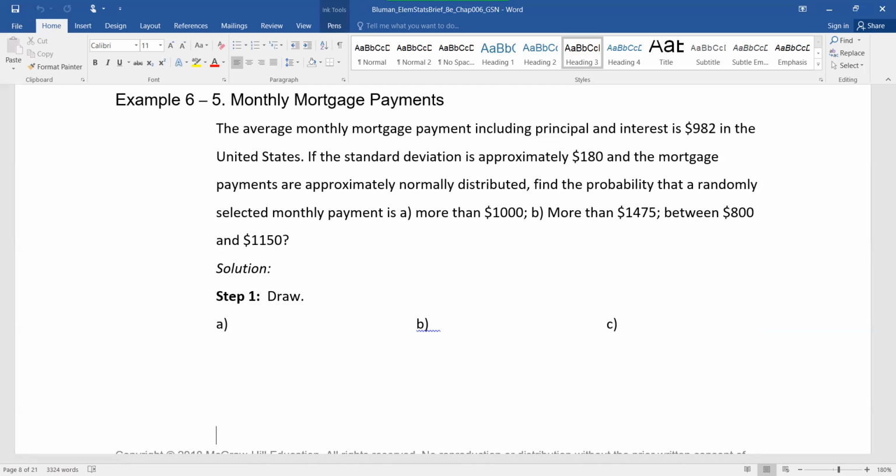If the standard deviation is approximately $180 and the mortgage payments are approximately normally distributed, find the probability that a randomly selected monthly payment is more than 1,000, more than 1,475, and then between 800 and 1,175. Right. So the first thing you got to do is calculate your z-score. Or sorry, it wants us to draw. So let's draw them and then we'll calculate it here. So this is how everything should look on every single one of them.